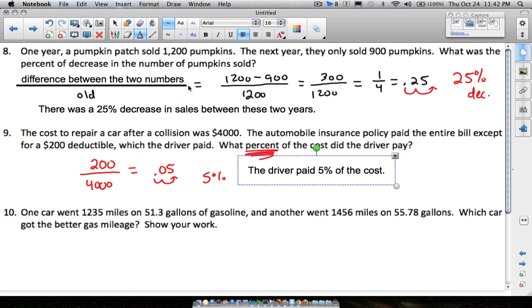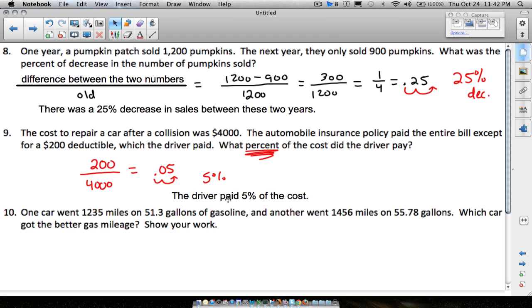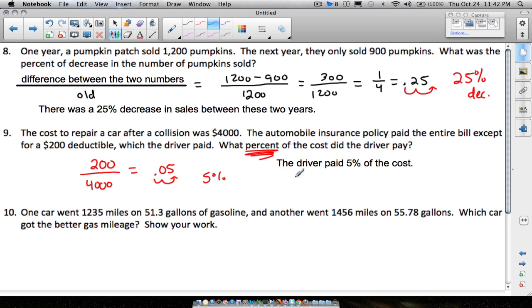Now, that's the quick approach. Maybe you don't quite understand why we divided 200 by 4,000. But what you can do is ask yourself this question, or you can do the is over of equals percent over 100. What I like to ask myself is this: 200 out of 4,000 is equal to what percent out of 100? You paid 200 out of $4,000. What percent of that is out of 100? And remember, percent is out of 100.